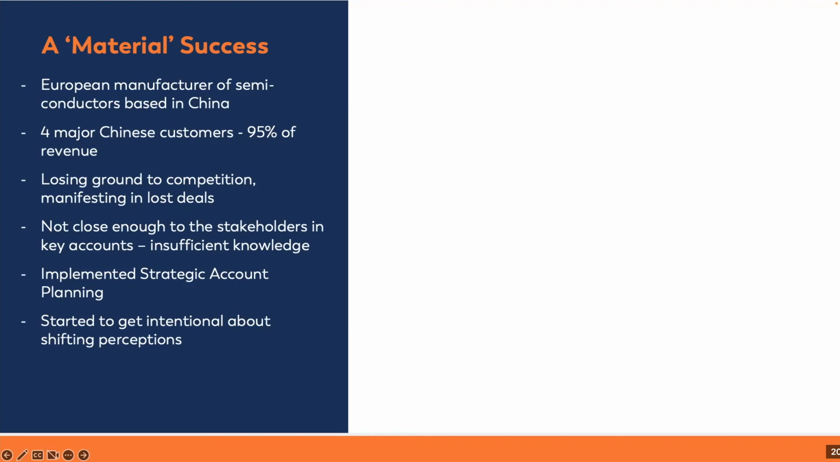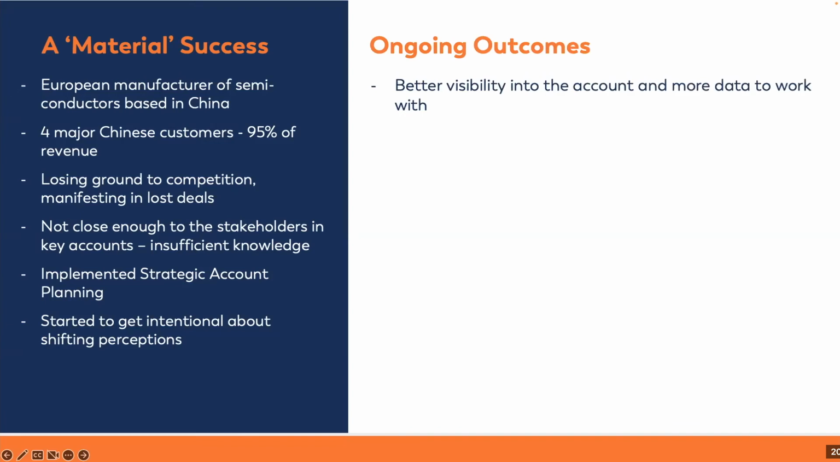What turned out, as we started to look a little bit deeper, is there was just a basic lack of understanding of the client. There wasn't enough knowledge, there wasn't enough research done amongst the account management team. And so as we implemented the strategic account planning process, they started to get much more intentional about how they started to shift perceptions. So here's what happened. They had better visibility, more data, more information to work with in the accounts. And this feeds off itself, right?